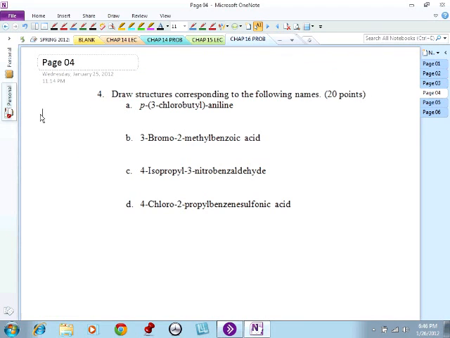Okay, Simone, go ahead and read this for us. Okay. Draw structures corresponding to the following names, right? Very good. Okay, this is not 20 points for this quiz. The quiz is only worth 10 points, so.